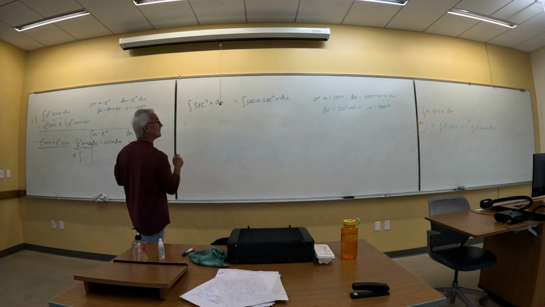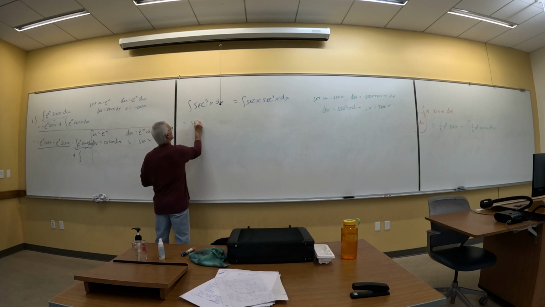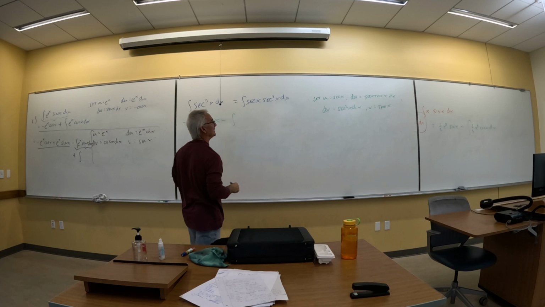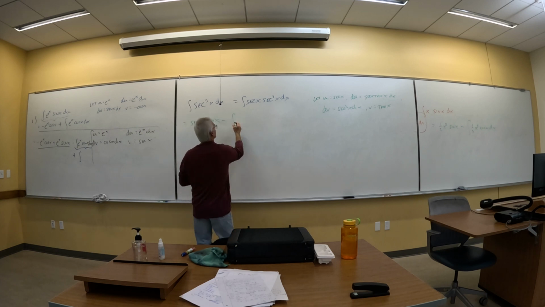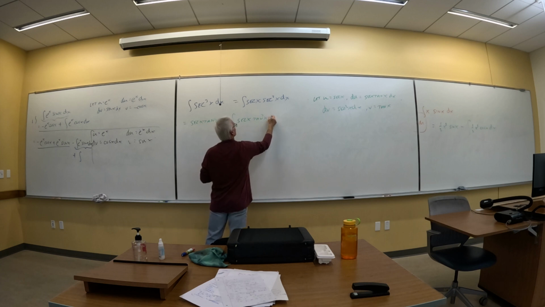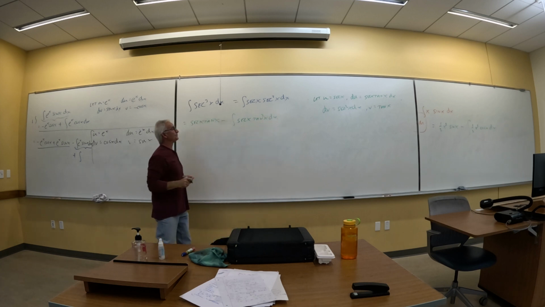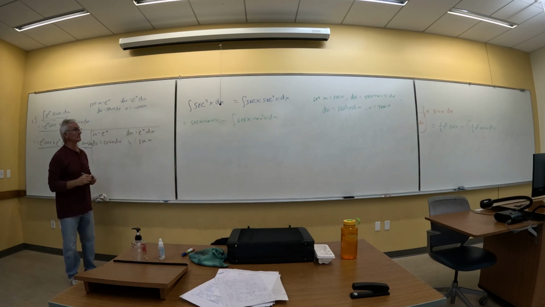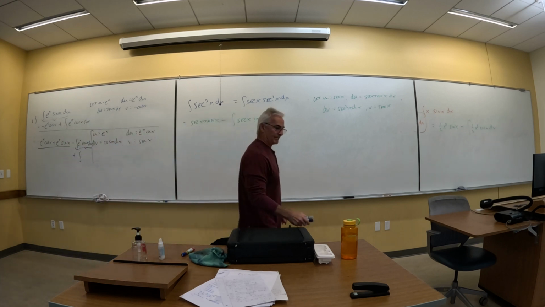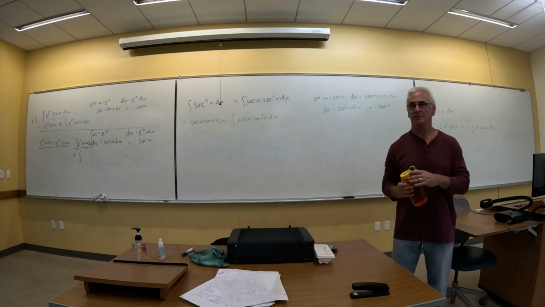uv minus the integral of v du. And that'll be secant x tan squared x. Okay? Any suggestions?